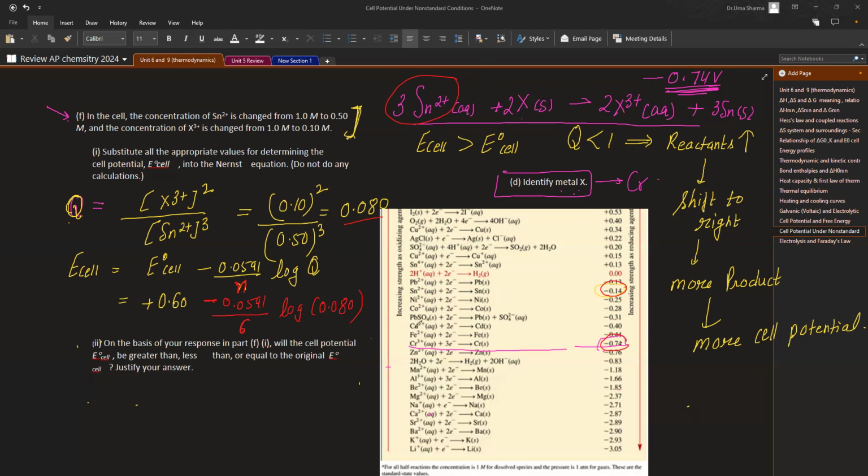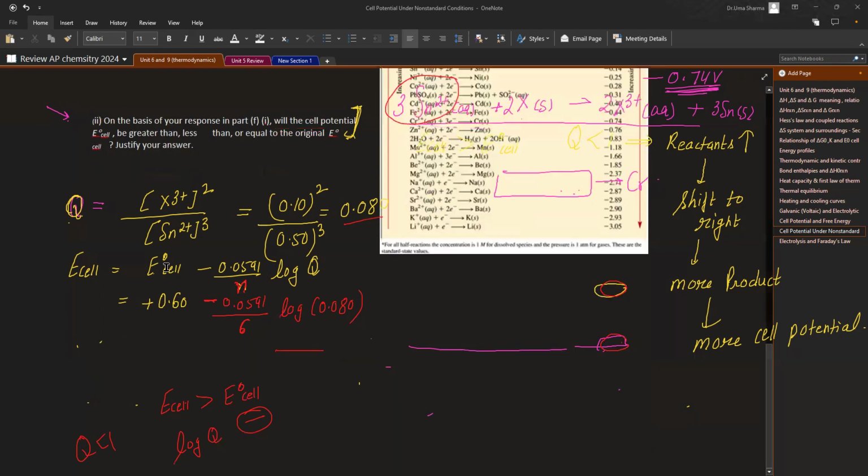And leave it like this. No calculations. Now from here, just predict. So E cell will be greater than E naught cell because log Q is negative, because Q is less than 1, and then keep explaining. Is it okay? And we are done with this concept of the Nernst equation.